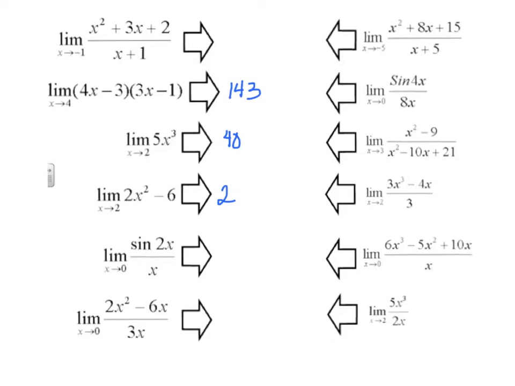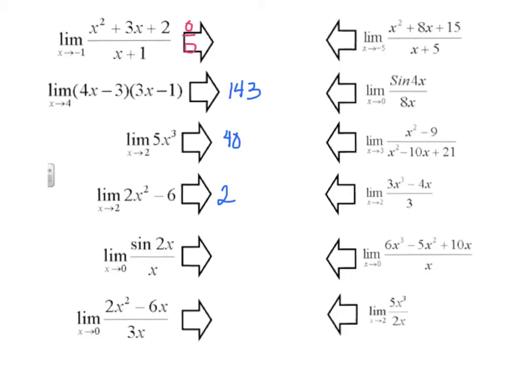Well, let's look at one where that doesn't work. Okay. If I plug in negative 1, probably the first thing you see is, this is going to be 0. That does not mean the limit doesn't exist there. We also need to check the top. So negative 1 squared, so 1 minus 3 plus 2 is also 0. So I'm going to make a little note here. I get 0 over 0.